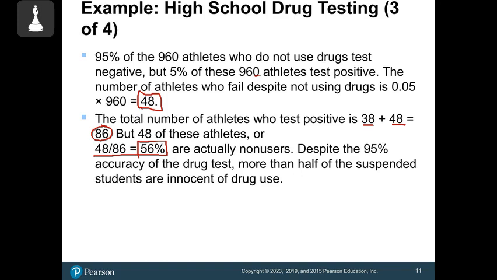So, despite having a 95% accuracy in this test, more than half of those that are suspended are actually innocent and should not have been suspended. Then on the next slide, we're going to talk about how we can view this in a tree diagram.